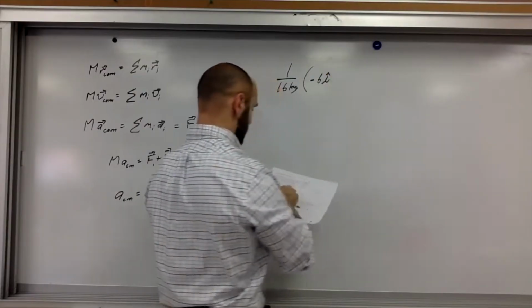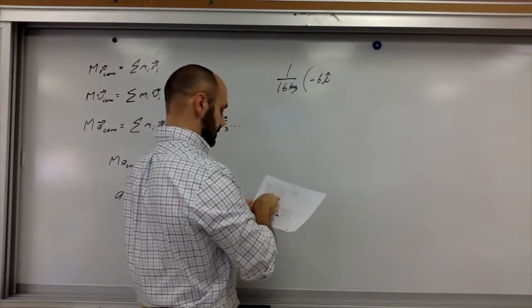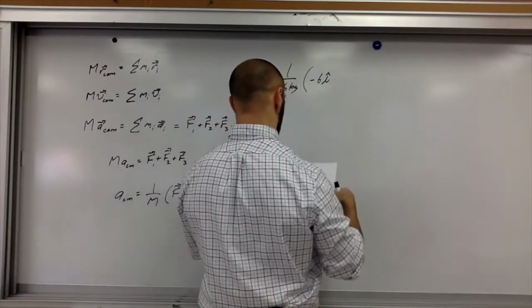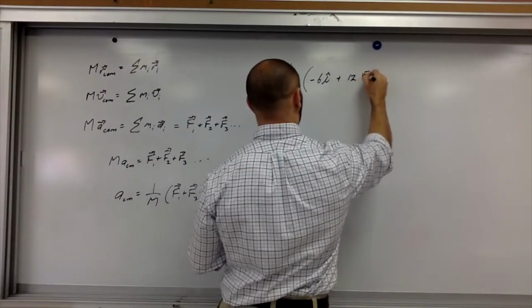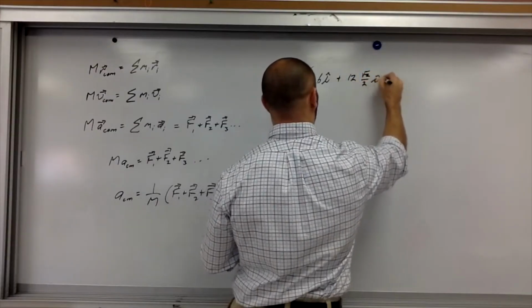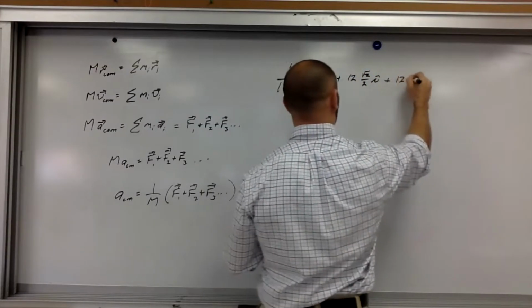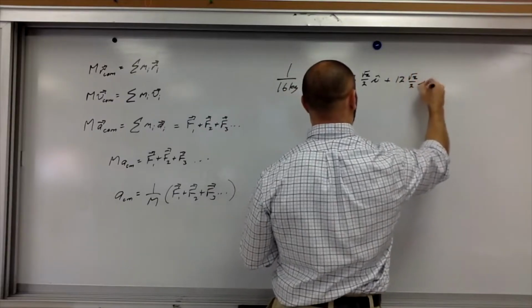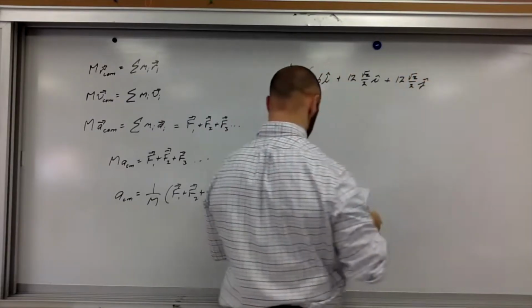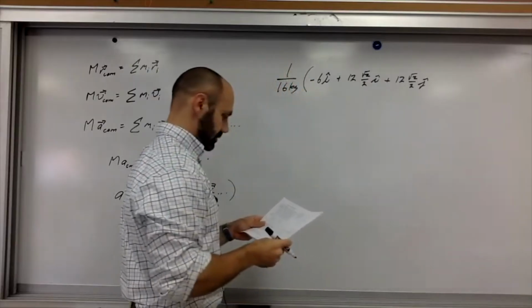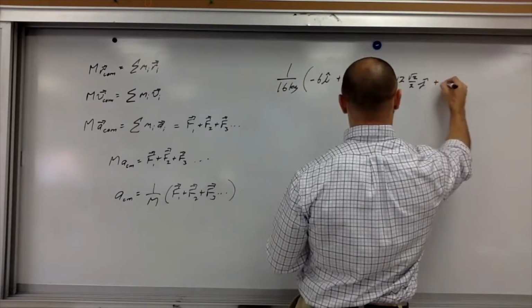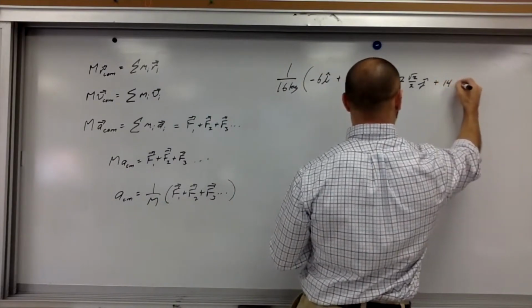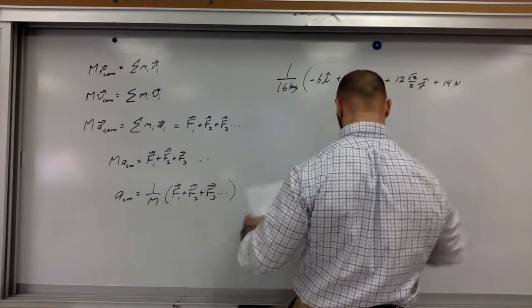And then 12 newtons at 45 degrees. So that's going to be 12 times root 2 over 2 I plus 12 root 2 over 2 J. And then 14 newtons at 0 degrees. So this is going to be plus 14 newtons in the I direction.